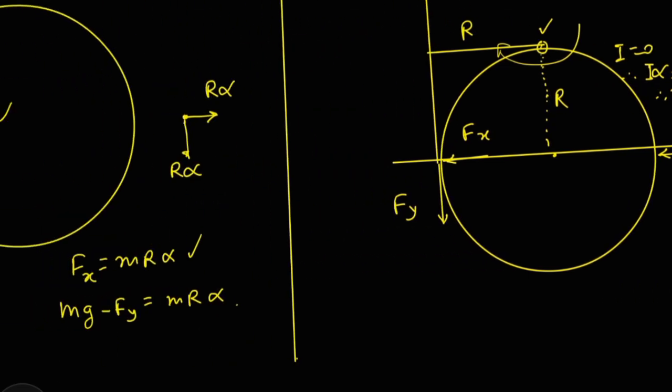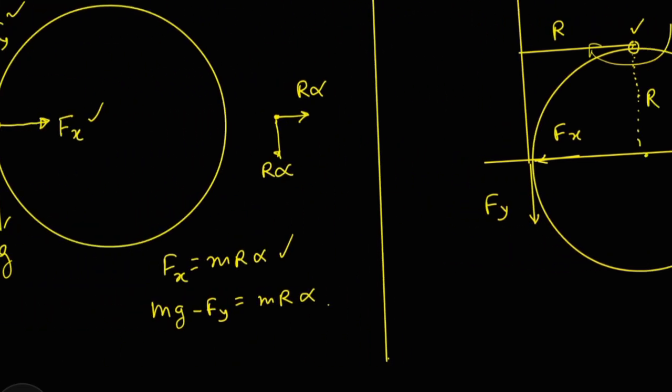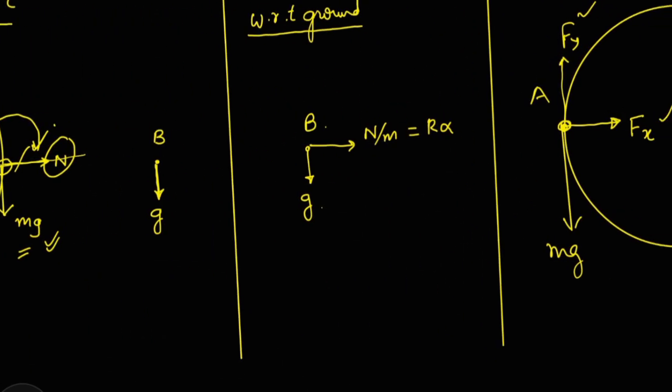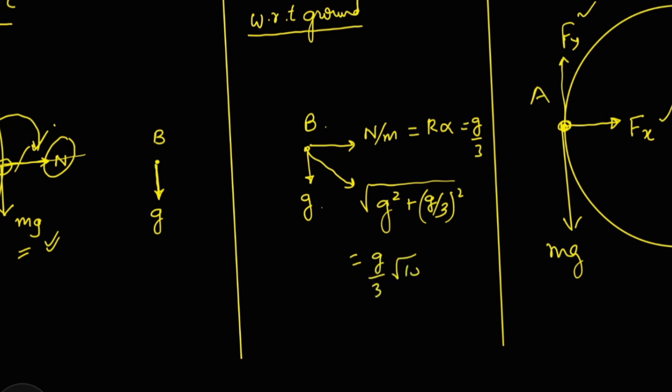Now going back, we can find acceleration of A, which was r alpha on one side and r alpha on the other side. So its resultant will be g by 3 root 2. So this is the acceleration of A, while acceleration of B is the resultant of g and g by 3, so that is under root g square plus g by 3 whole square. So it is g by 3 root 10.